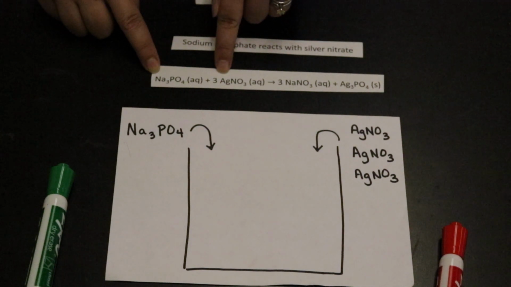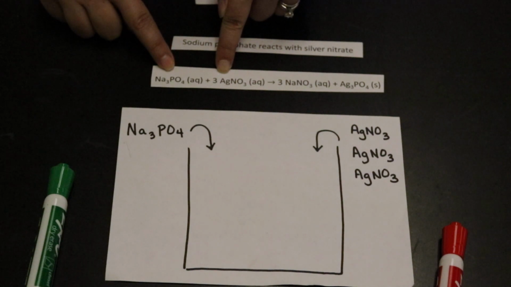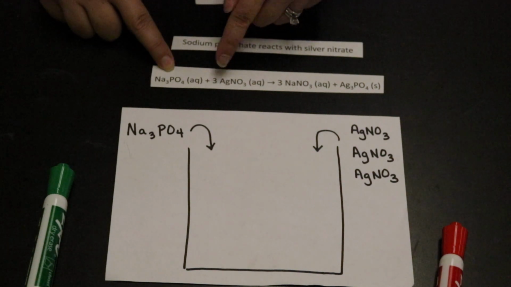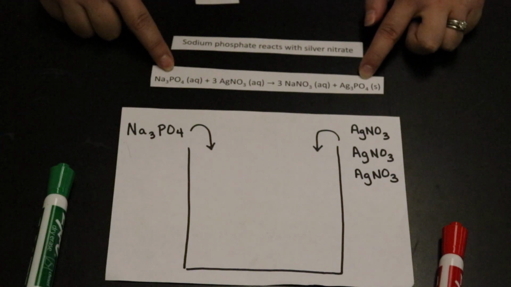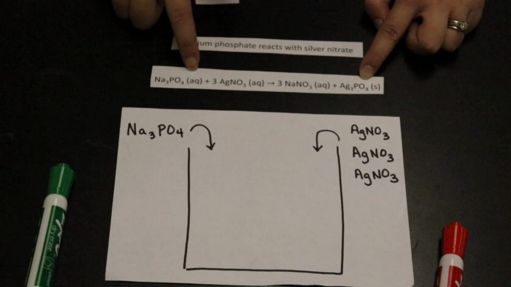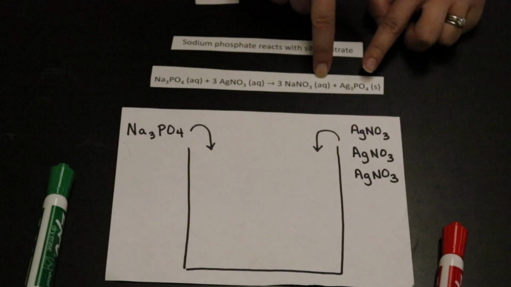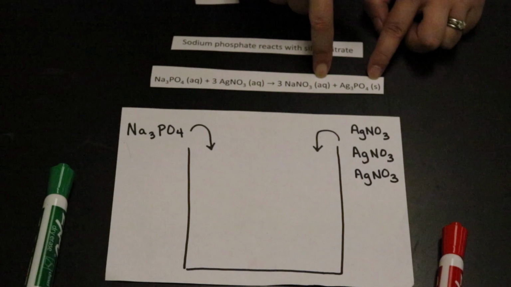We know that the positive cation Ag plus has to combine with the negative anion PO4 3 minus to form the compound Ag3PO4. We can predict the states of matter of these compounds by looking at the solubility rules on the NCDPI chemistry reference table. So we know that Na3PO4 is aqueous, AgNO3 is also aqueous, NaNO3 is aqueous, but Ag3PO4 is a solid.